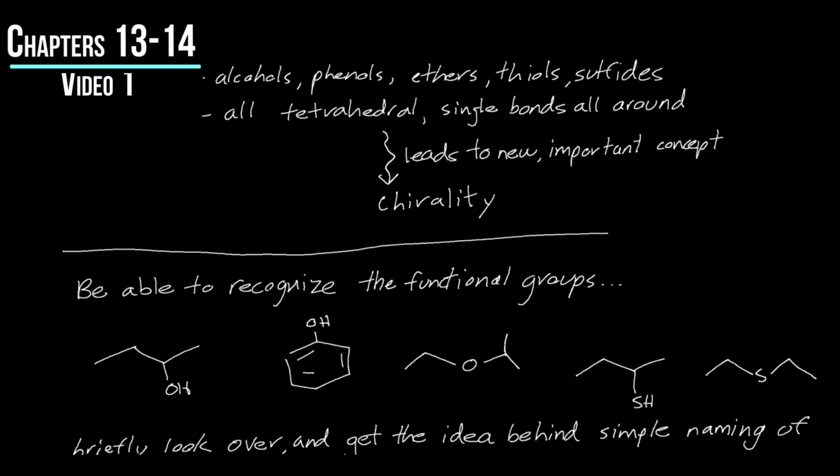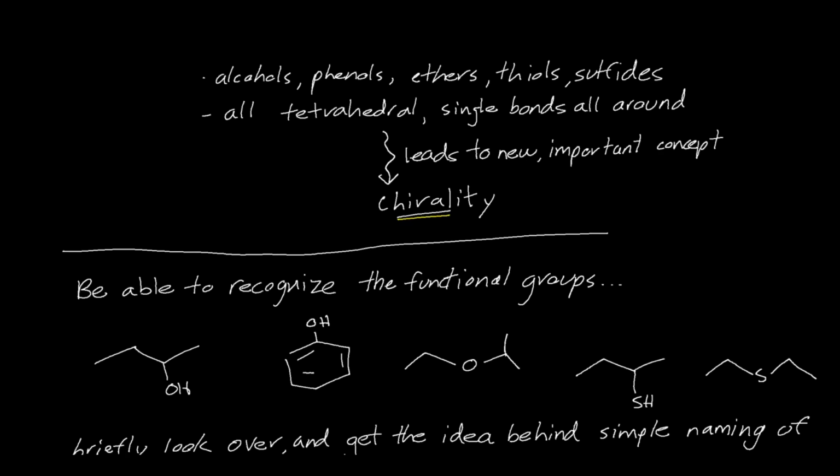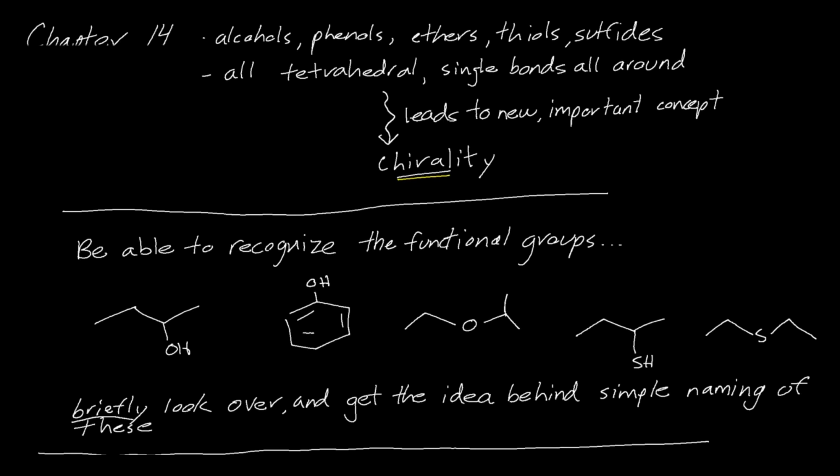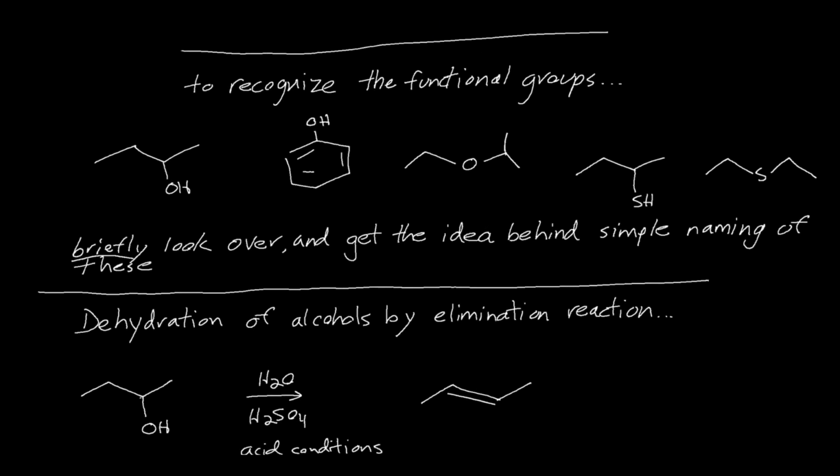In this next unit, we're going to be looking just for a brief time at Chapter 13, a little bit about alcohols, phenols, ethers, thiols, and sulfides. All similar functional groups in that they have tetrahedral geometry, they're single bonded all around, but these will lead into our focus on Chapter 14 and chirality, a very important topic in organic chemistry.